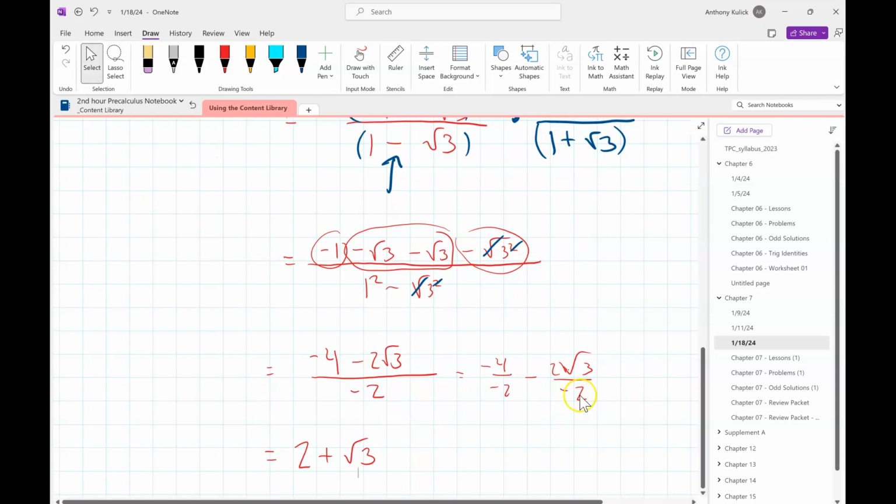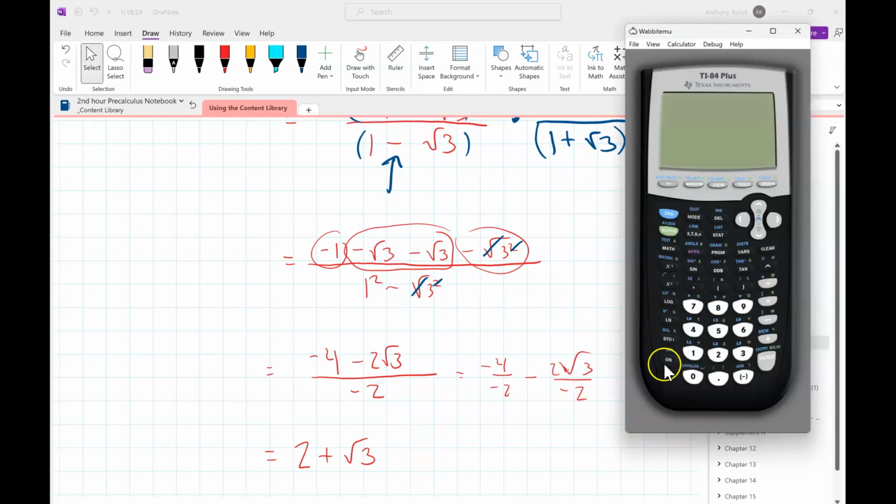And again, all of these are checkable. So we had tan of 195. Ooh. And then I had 2 plus root 3, which is not the same number. Uh-oh, SpaghettiOs. It should be 2 minus root 3. Where did I drop a negative? Somewhere along the lines.